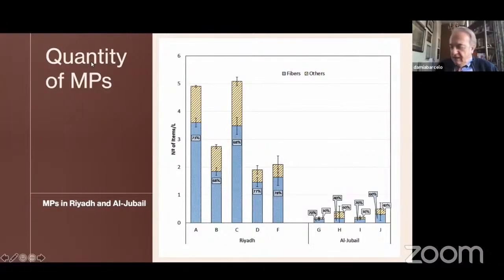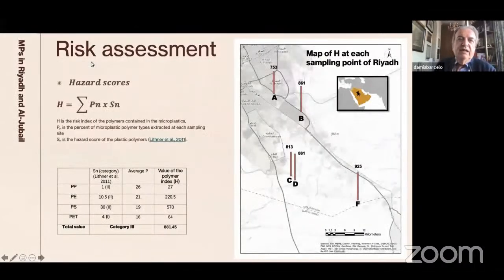Obviously, Riyadh has much more population, so you expect 10 times more microplastics than in Al Jubail, and this is what we detected. And here, what we look at is to try to establish a kind of risk assessment. Well, this is quite complicated to explain in a short time. Basically we did some calculations using standard methods of mutagenicity and toxicity, looking at the different standards, the monomer composition and the levels.